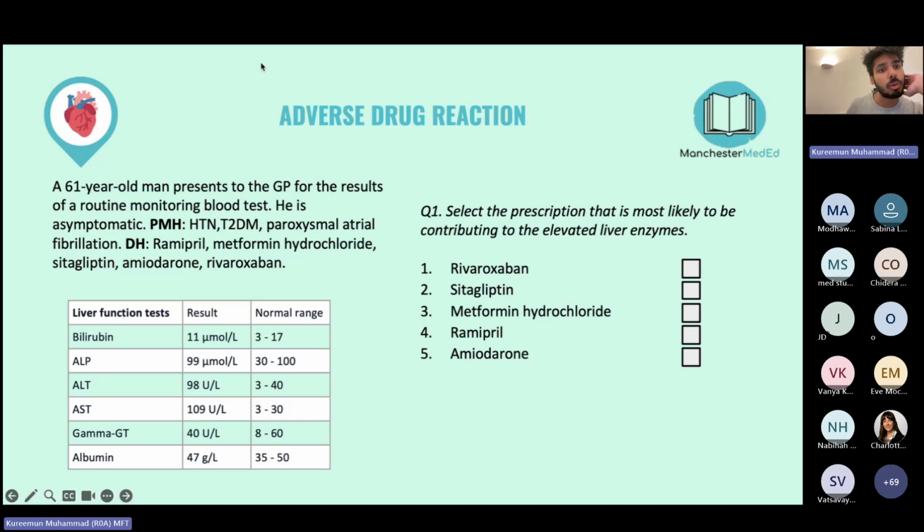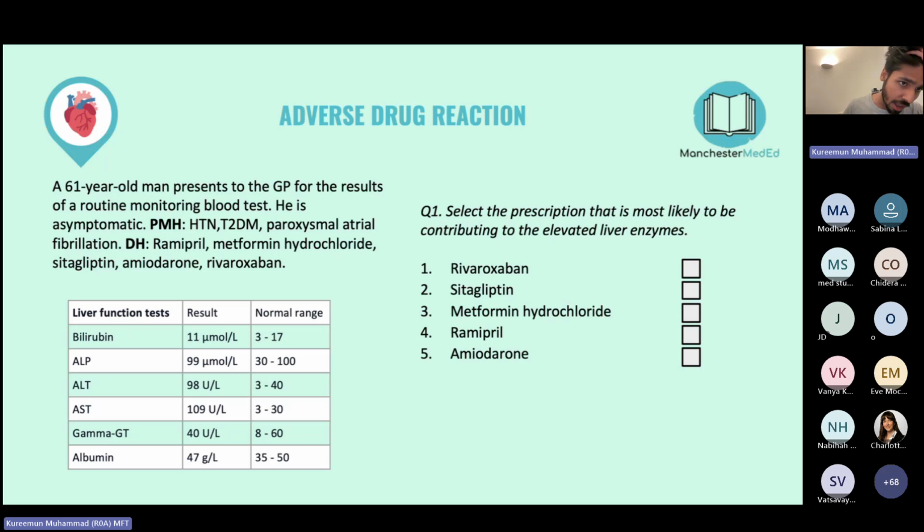So a 61-year-old man presents to the GP for results of his routine monitoring blood tests. He's asymptomatic. Past medical history: hypertension, type 2 diabetes, and AF, which is paroxysmal. Drug history: ramipril, metformin, sitagliptin, amiodarone, and rivaroxaban. So select the prescription that's most likely to be contributing to the elevated liver enzymes.